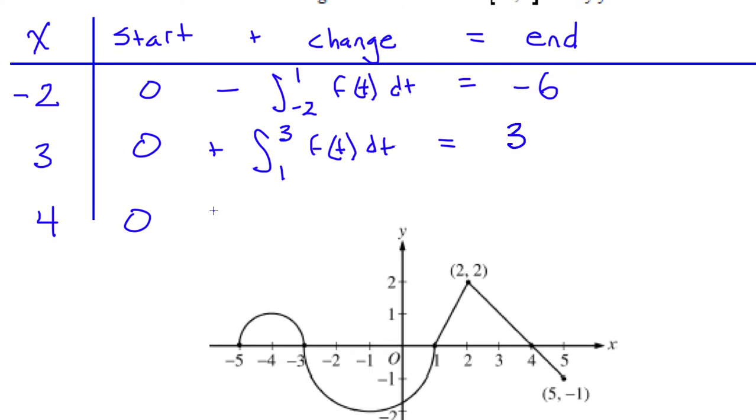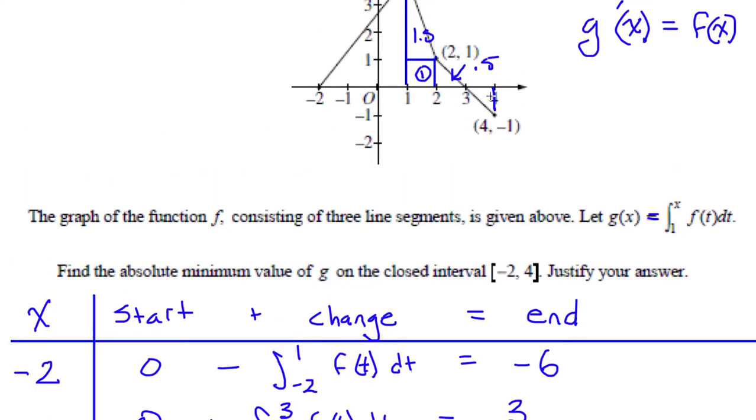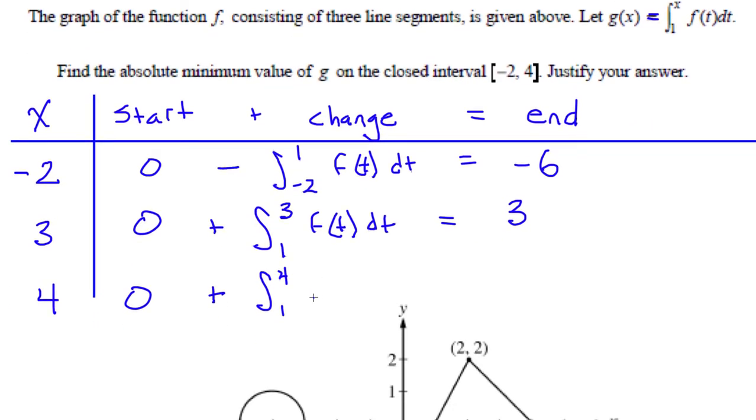3, and then this one is going to be plus integral from 1 to 4 now, so I just have to subtract this additional triangle. Well, these two kind of cancel out. Do you see that graphically? So I really have 1 and 1.5, which is 2.5. So this is going to be f of t dt, yeah, 2.5. And what are we searching for again?